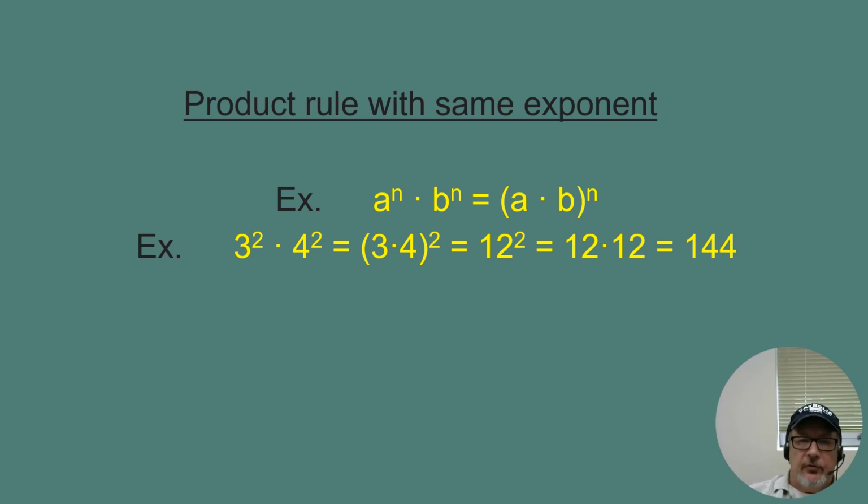If we insert some numbers in place of those variables in the above example, where we have 3 raised to the 2nd power times 4 raised to the 2nd power, this can be rewritten as 3 times 4 raised to the 2nd power. 3 times 4 is 12, and 12 raised to the 2nd power equals 144.